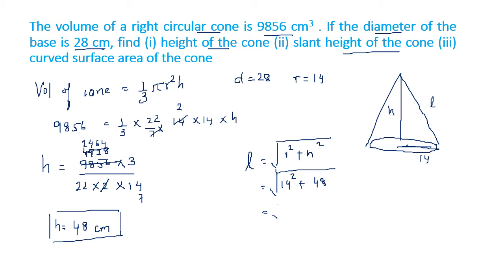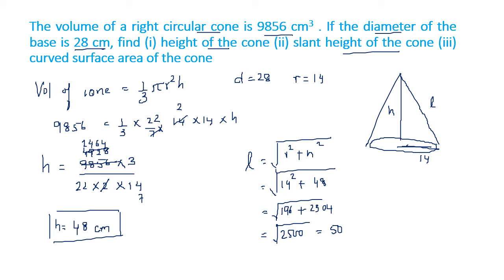14 square is 196. 48 square is 2304. So we have under root 2500. So that is equal to 50. So the slant height of the cone, L, is equal to 50.